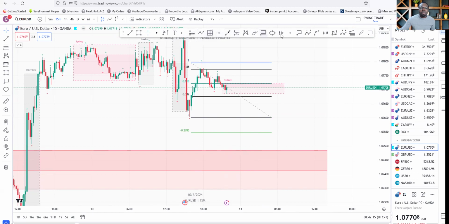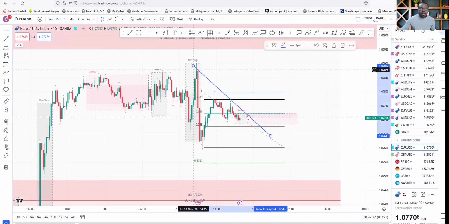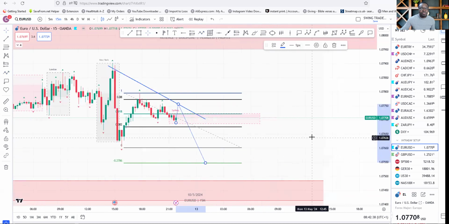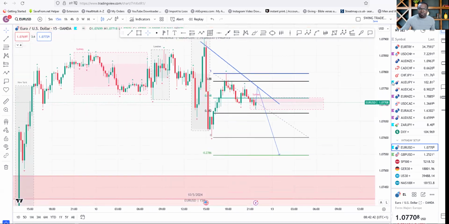So by tomorrow morning, I'm anticipating that price is going to take, first of all, you put a trend line there. Okay, put a trend line there, and I'm anticipating that price will tap into that trend line again tomorrow morning, and then rally down. So this is what I'm looking for on Euro USD by tomorrow morning.